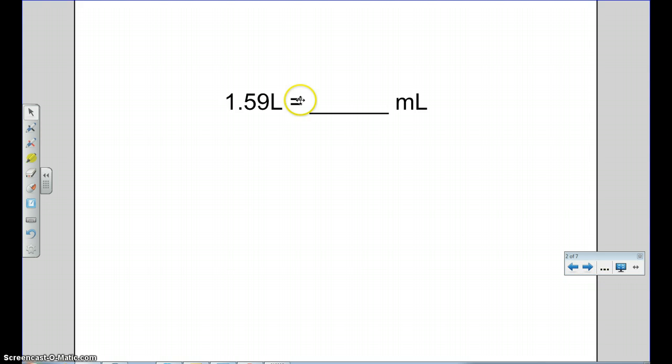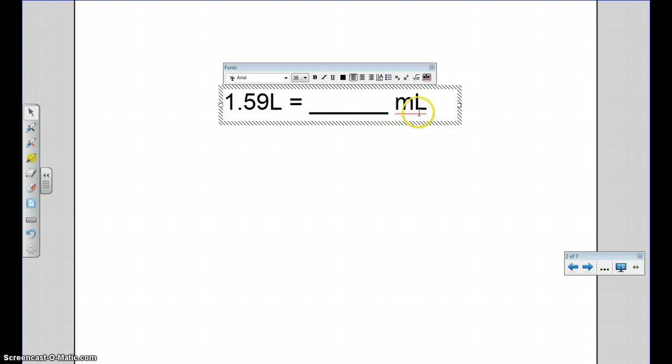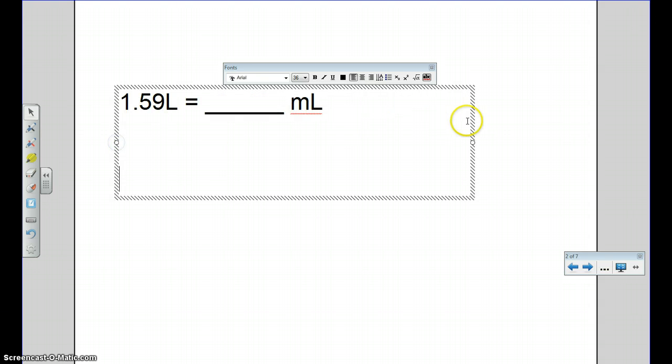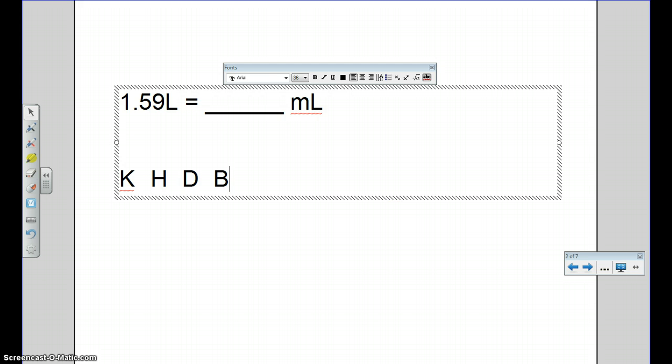Here's my first example. If I have 1 59/100ths of a liter and I need to convert that to a milliliter, I can use my little mnemonic device. King Henry died by drinking chocolate milk, sorry. So I'm going to insert the initial letters for each of the words in my mnemonic device. King Henry died by drinking chocolate milk.